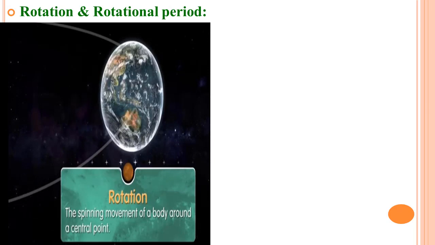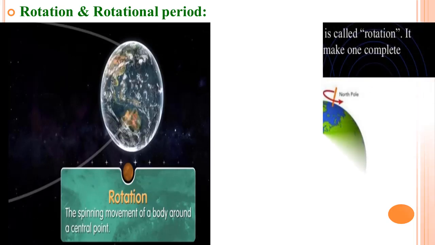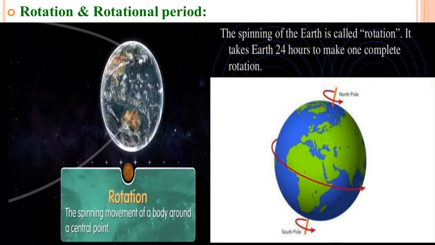Next, rotation and rotational period. What is rotation? The spinning movement of a body around a central point is called rotation. And what is the rotational period? The spinning of the Earth is called rotation. It takes Earth 24 hours to make one complete rotation. This is called the rotational period of planet Earth.